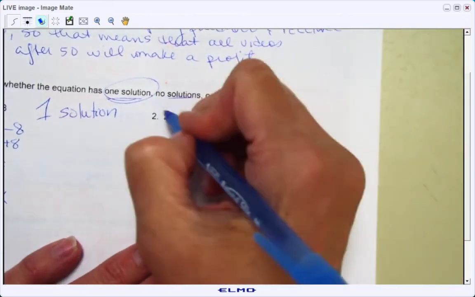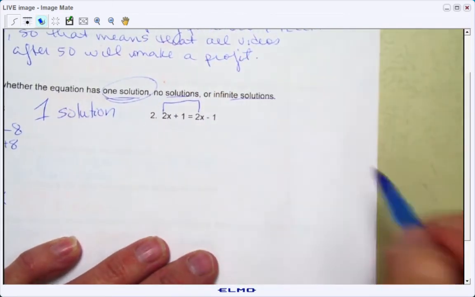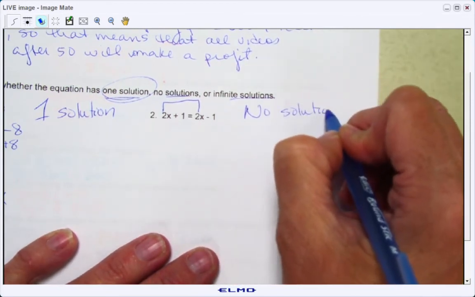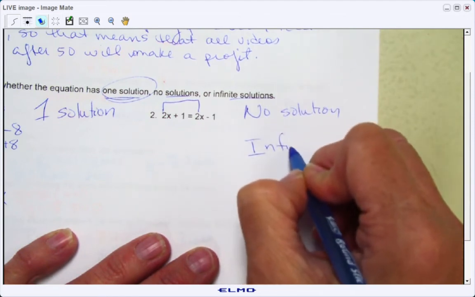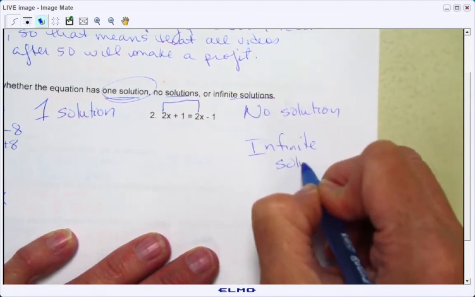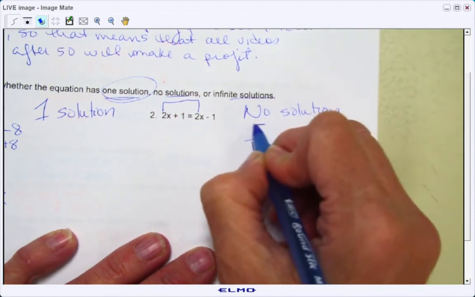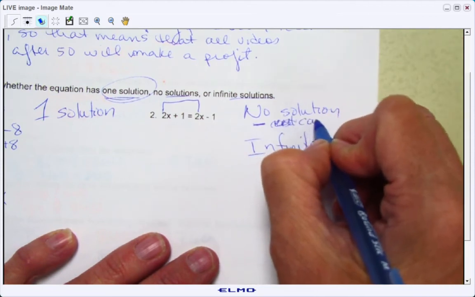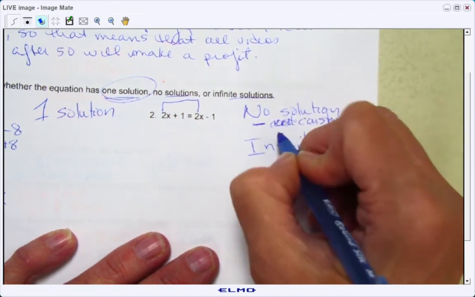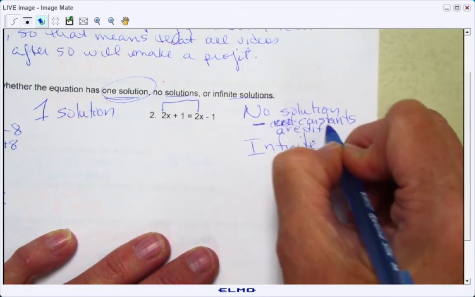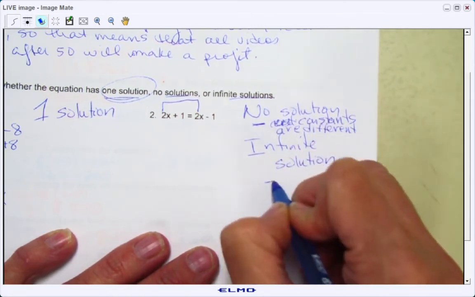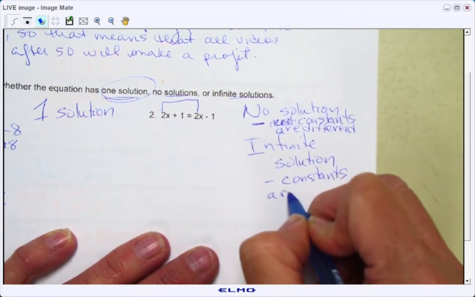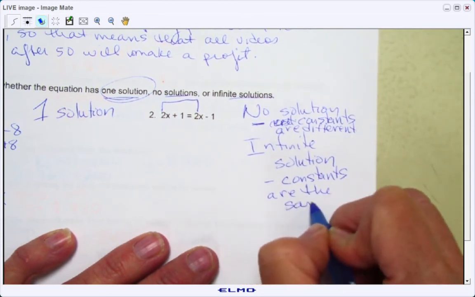Now, if the coefficients on each side of the equal sign are equal to each other, that means you either have no solution or you have infinite solutions. Okay? In order for it to be no solution, the constants, oops, I misspelled constant, sorry. Constants are different. Here, the constants are the same. So let's look at this.